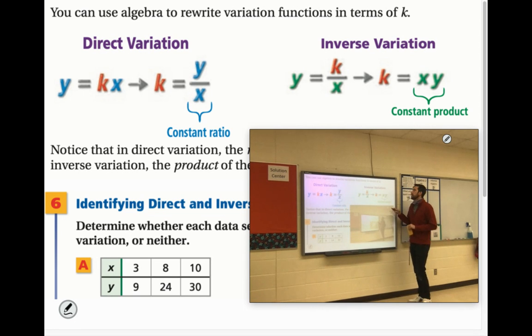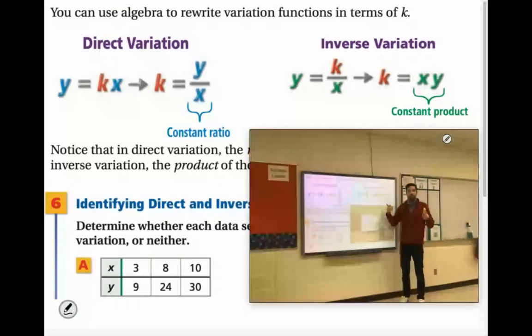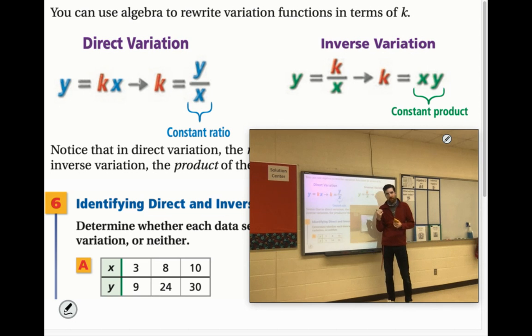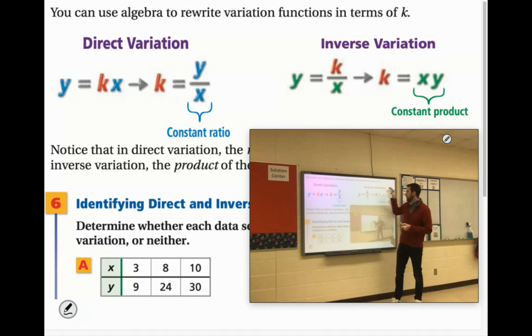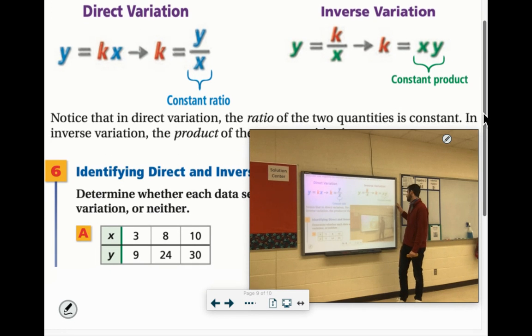If you have inverse variation, which is y equals k over x, that means k equals x times y. So if the x and y multiply to the same amount every time, then that's going to be inverse variation. So if they divide to the same amount, direct. If they multiply to the same amount, inverse. So let's try it out here.